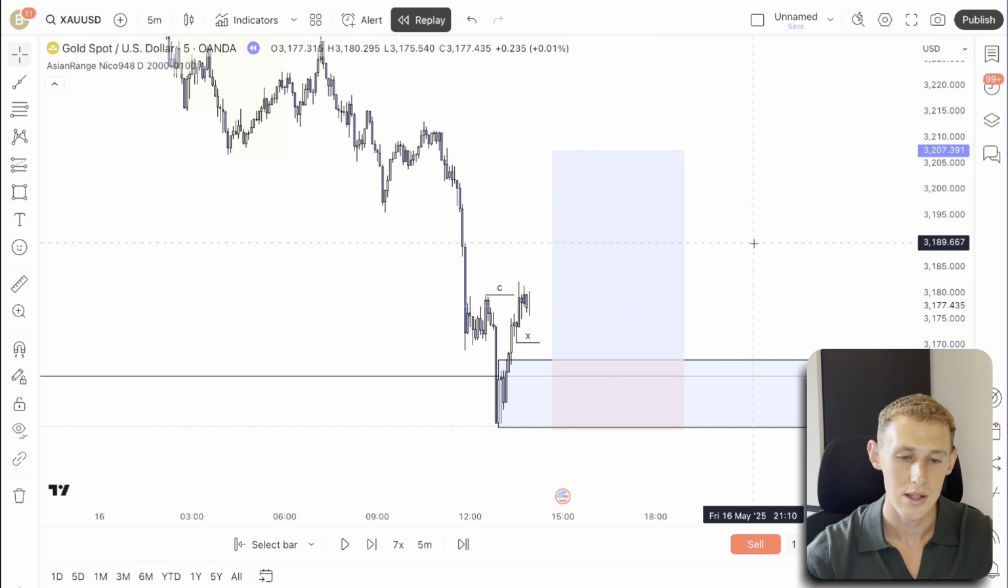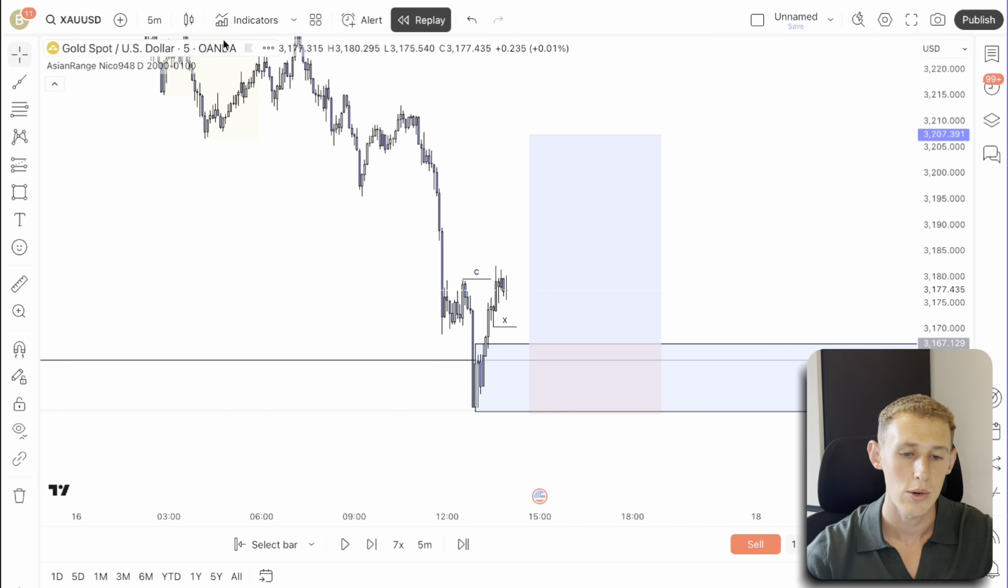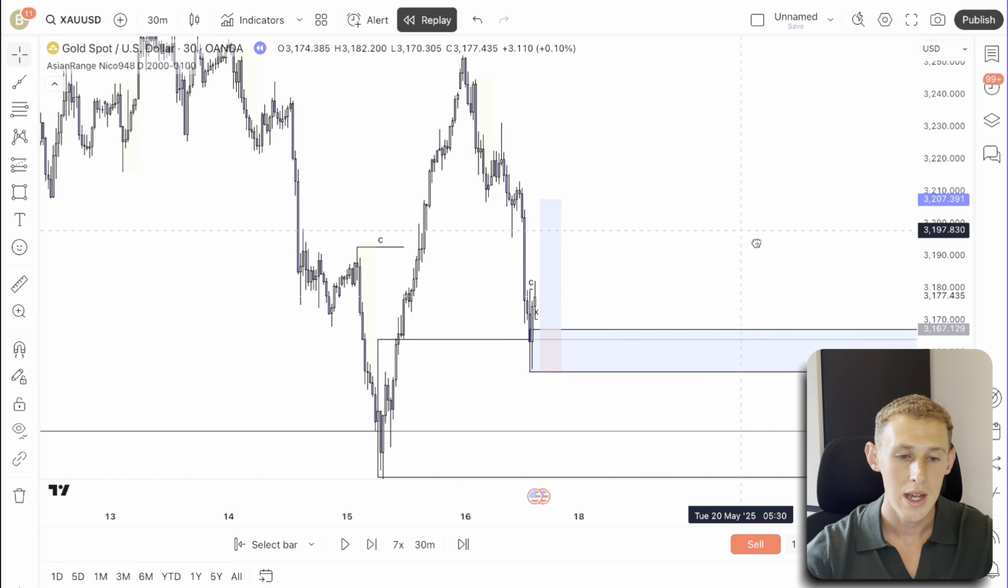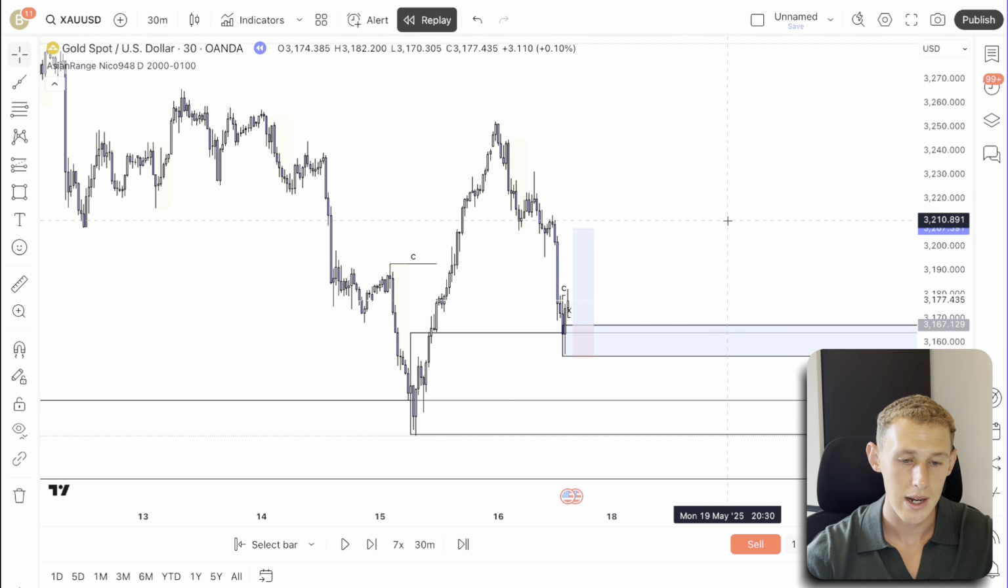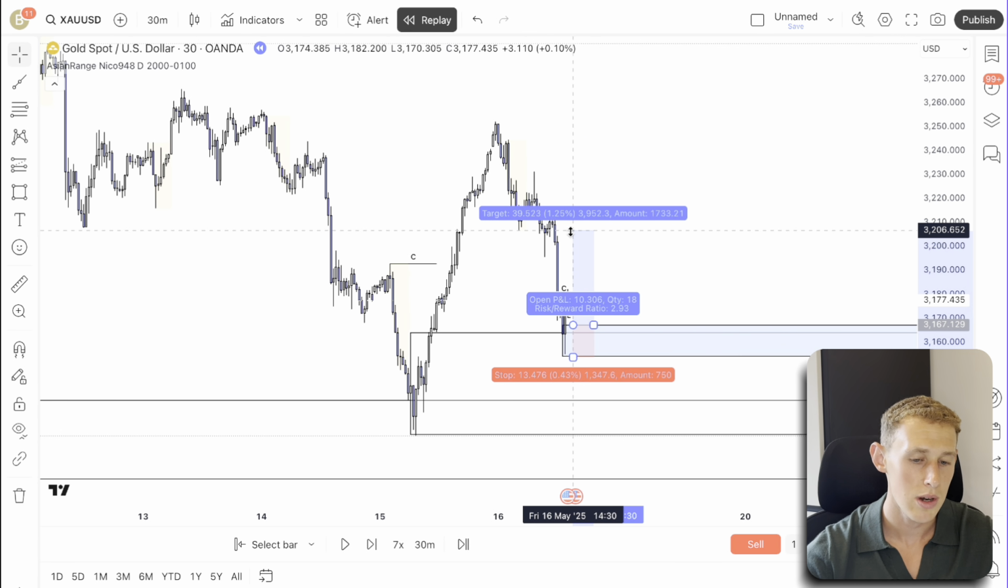And again, this is a massive game changer if you haven't come across it before, but using this mechanical TP takes all of the headache and complexities out of your trading. For example, if you didn't use this mechanical TP rule, you could target this high, this high, this high. You don't know where to target, right?